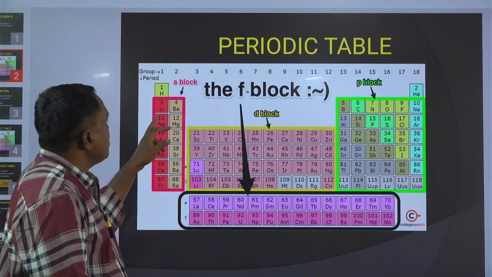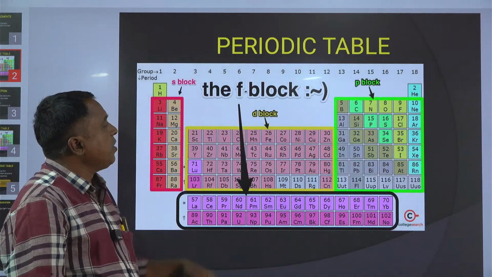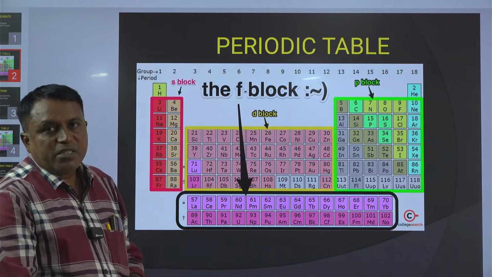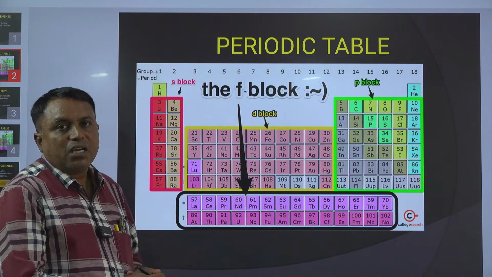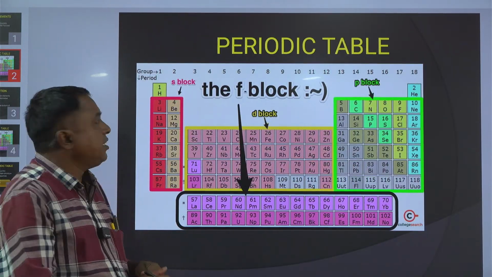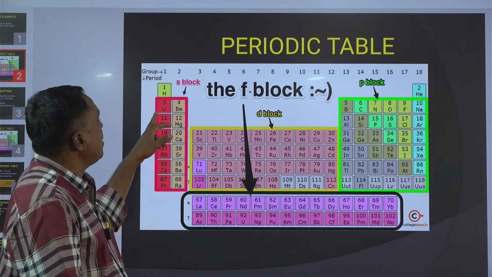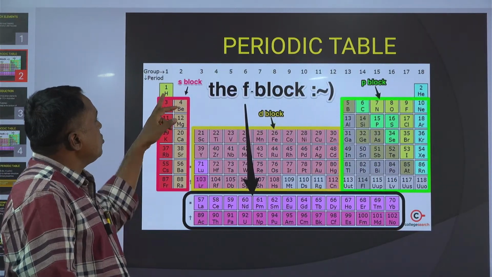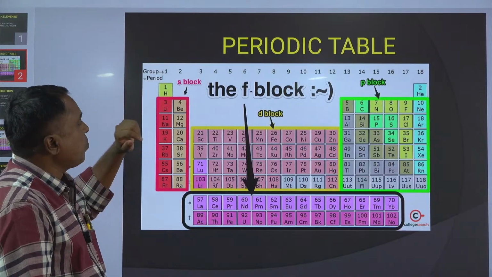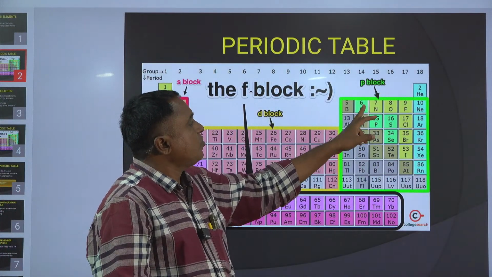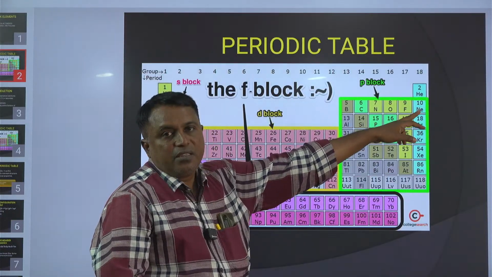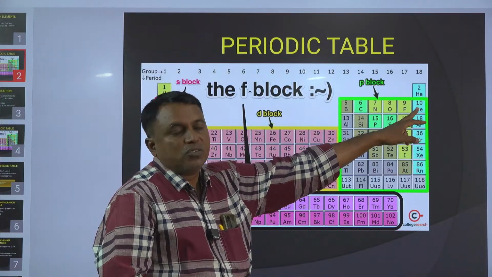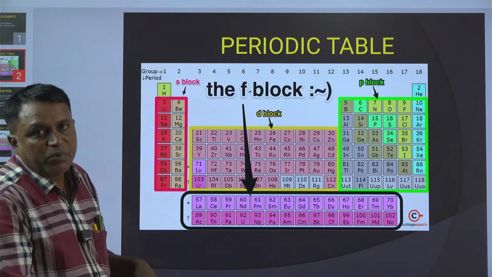Why are these called s-block elements, p-block elements, d-block elements, and f-block elements? In s-block elements, the last or outermost electron enters the s subshell. That's why they are called s-block elements. In s-block elements we have 2 groups, the first group and the second group. In p-block we have the third, fourth, fifth, sixth, seventh, and eighth groups. So you are very familiar with this periodic table.